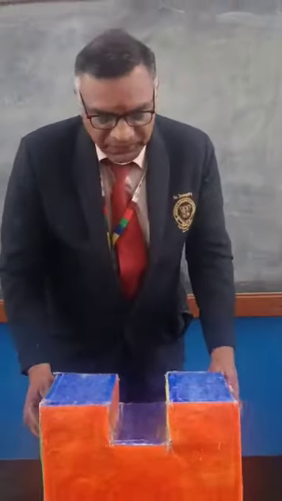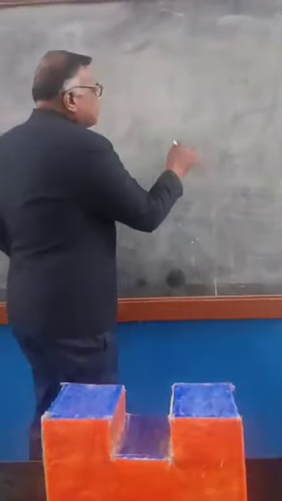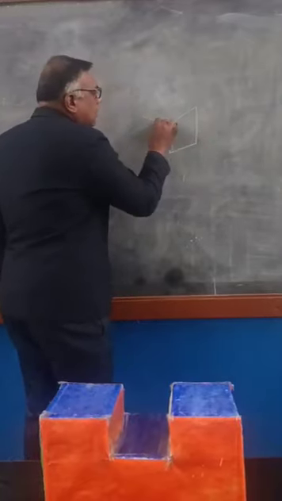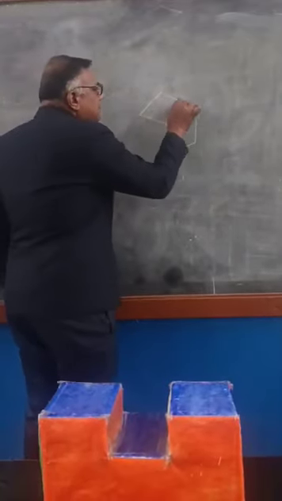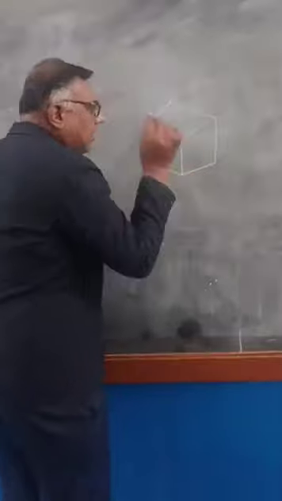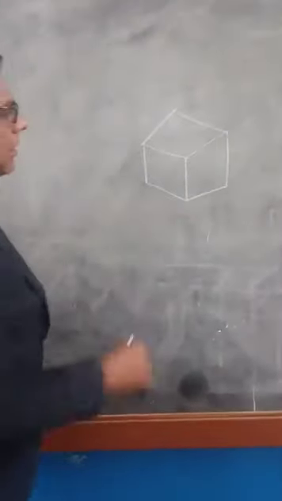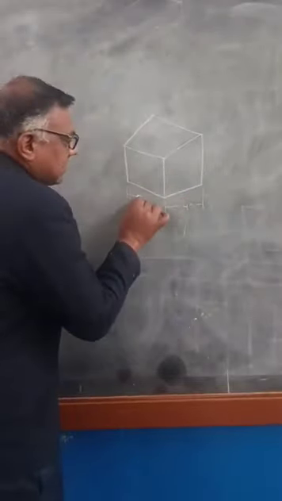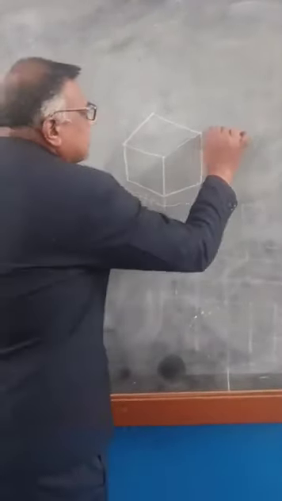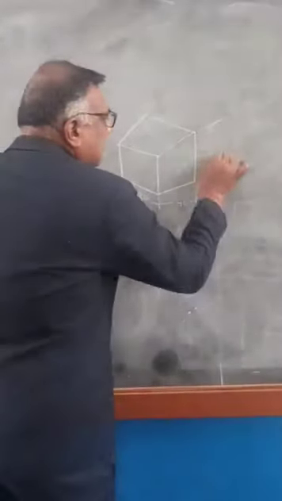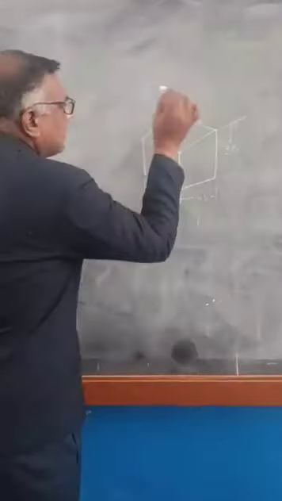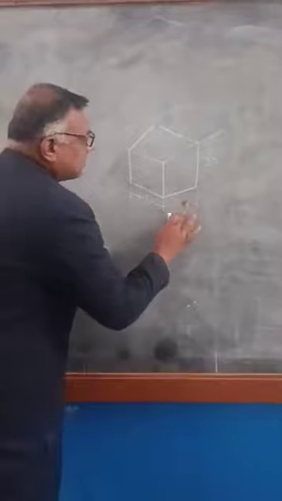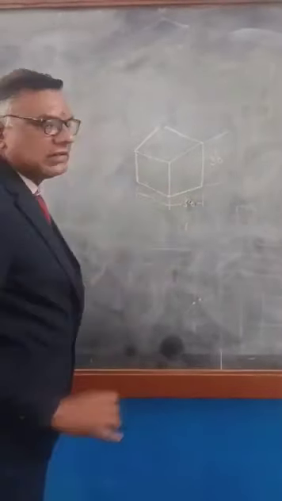Right. First one, assume it is a component. I am going to show you a simple sketch. Assume it is a three-dimensional component. Assume this dimension is 40 and this dimension is 30, and this dimension is 30. Assume all these sides are 30.